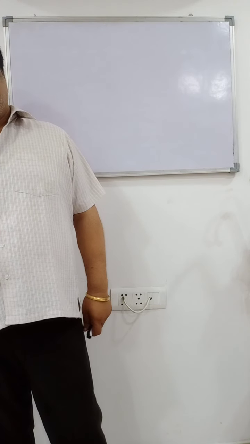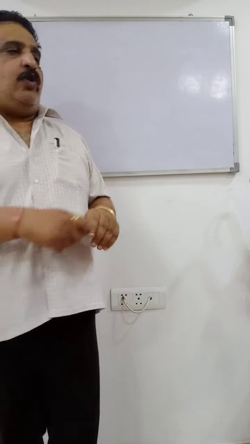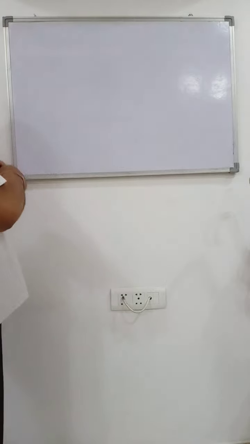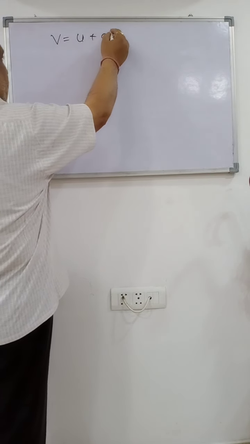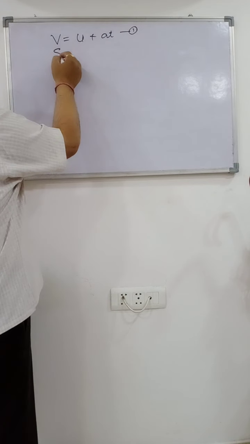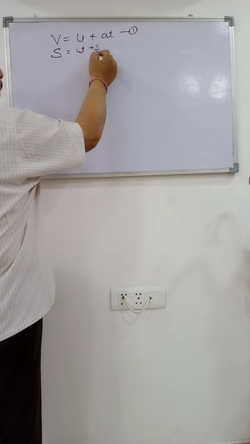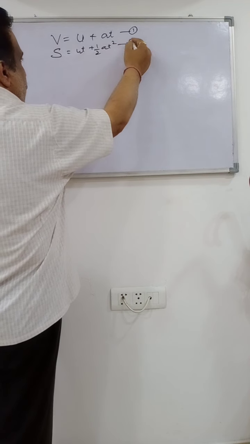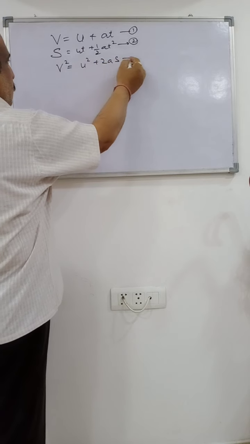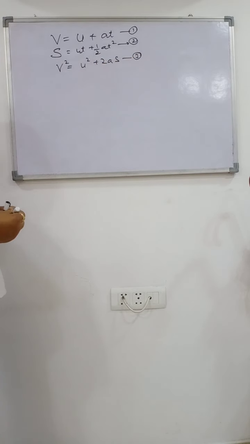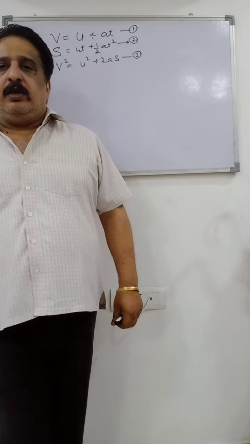We are starting with the 6th lecture in the motion chapter. We had already done the equations of motion. The first one was V is equal to U plus AT. This was equation number 1. S is equal to UT plus half AT square, equation number 2. Third is V square is equal to U square plus 2AS. This is equation number 3. We are done over with these 3 equations.